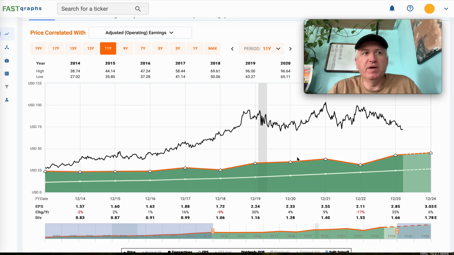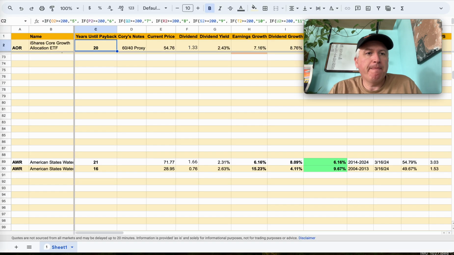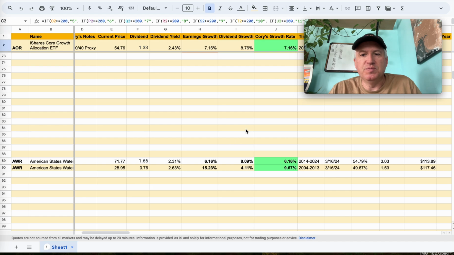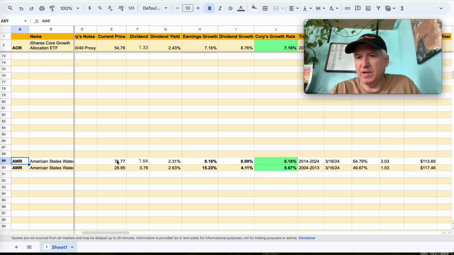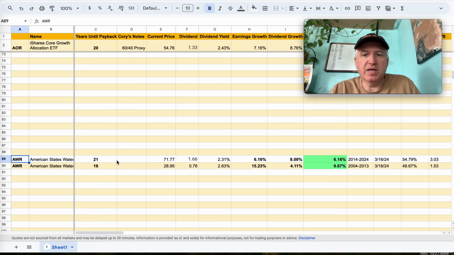in terms of dividends, in terms of how quickly you'll earn your money back from the dividend. So I haven't updated this in a couple months, but it's probably pretty close. You can see that the yield on the 60-40 is 2.43%, so it's slightly better. And then it's assumed to grow at 7% instead of 6%, so it grows slightly faster. And the combination of that means you earn your money back a year more quickly than you would with AWR if all these assumptions are reasonably close.